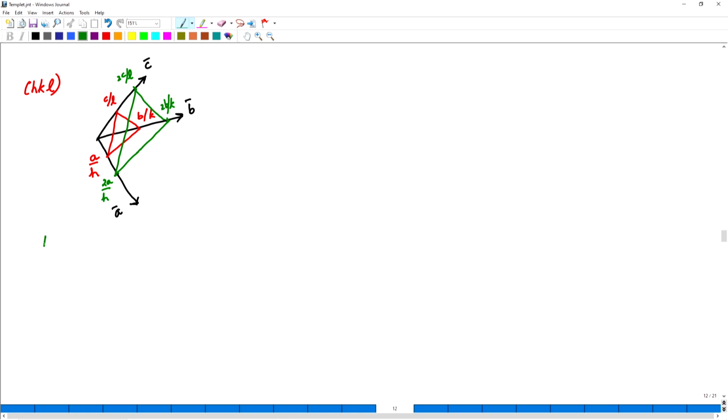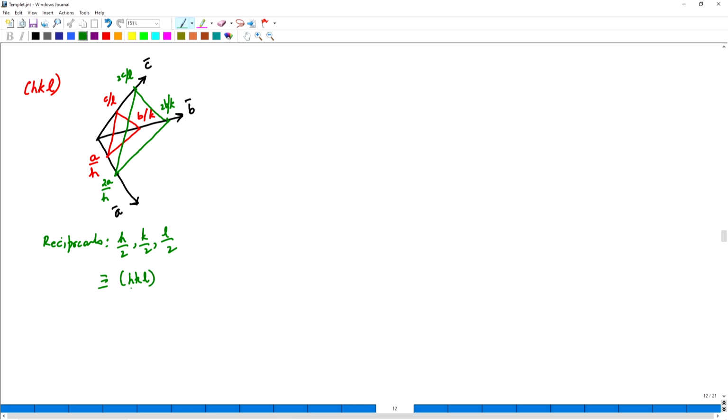So, after taking the reciprocals and going to fractional coordinate space only, this will become h upon 2, k upon 2, L upon 2. Remove the fractional coordinates, multiply by 2, and I will get the indices HKL.